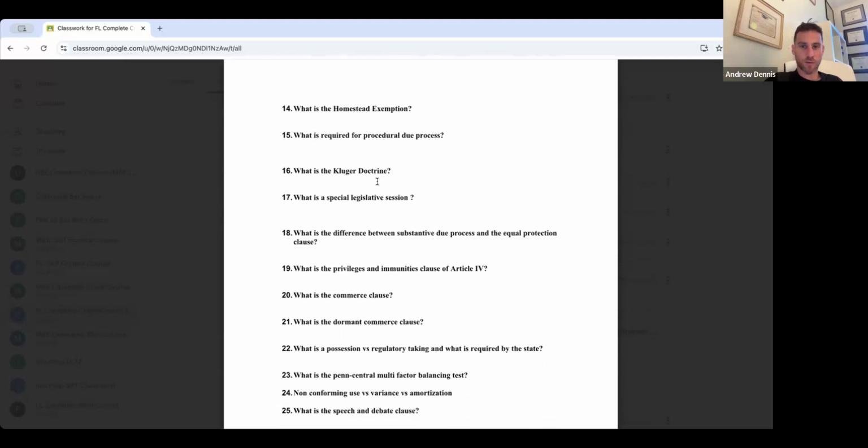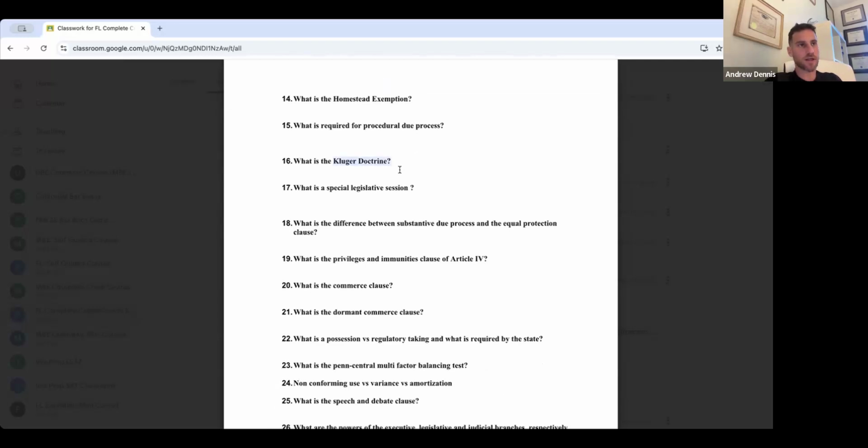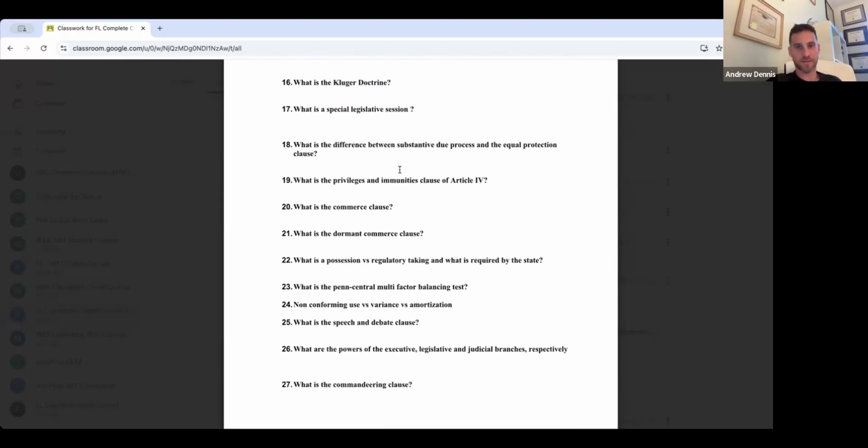What's required for procedural due process? Let's go with notice and hearing. The Kluger doctrine is a doctrine that allows for, let's say, restricting access to courts, or surviving strict scrutiny in the case of an overarching public necessity. So maybe during COVID, they could restrict access to courts. If you guys remember that pandemic thing.